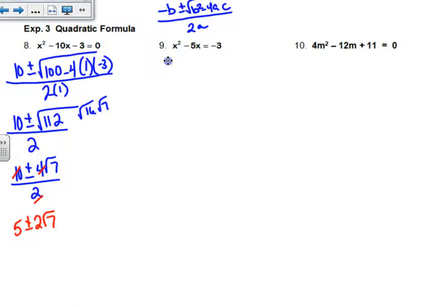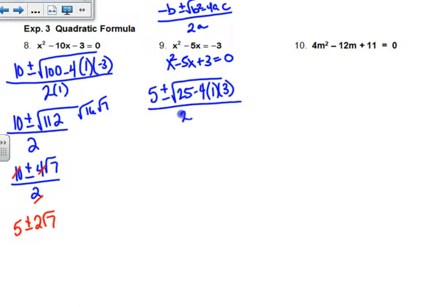The next problem is not quite in standard form, and you have to be in standard form to do the quadratic formula, so I'm going to add the 3 over. Opposite of b would be 5, plus and minus b squared is 25, minus 4 times a times c, all over 2a. This one's shaping up a little nicer because I don't think we're going to be able to reduce, which is a good thing. 25 minus 12 is 13, and I'm a happy camper because that is the final answer.